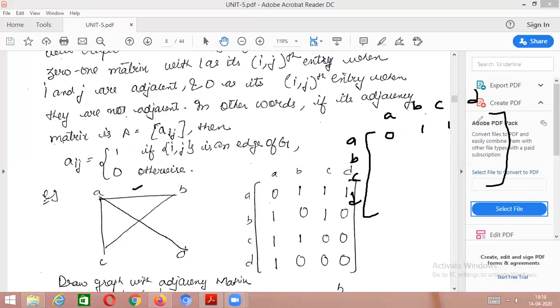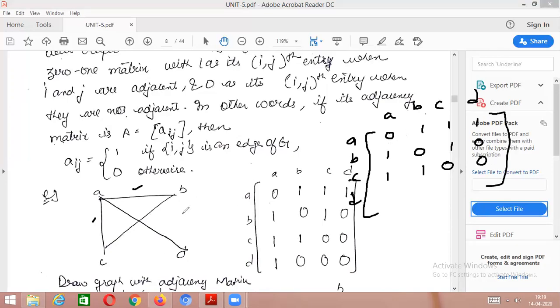Next, A to D, is there an edge? Yes, write 1. Next comes B to A. Is there an edge? Yes, write 1. Next, B to B, is there an edge? No, 0. Next, B to C, is there an edge? Yes, 1. Next, B to D, is there an edge? No, 0. Next, C to A, is there an edge? Yes, write 1. C to B, is there an edge? Yes, write 1. C to C, is there an edge? No, 0. Next, C to D, is there an edge? No, 0. C to D, no edge.